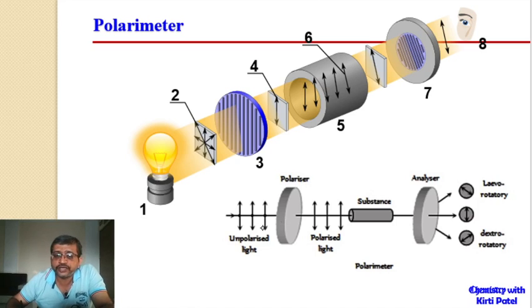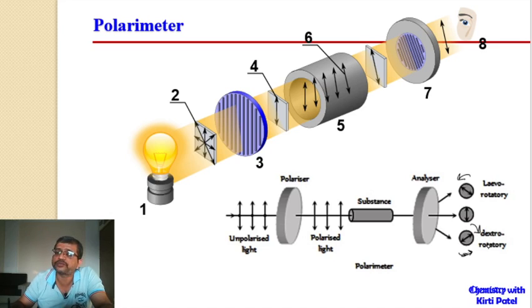This unpolarized light, when it passes through a polarizer, becomes plane polarized light. When it passes through the substance and then through the analyzer, we can find out whether it has rotated in an anti-clockwise direction or a clockwise direction. Here this has rotated in an anti-clockwise direction, and this has rotated in a clockwise direction. So there are two types of substances: one which rotates the plane polarized light in an anti-clockwise direction, and the other which rotates it in a clockwise direction.